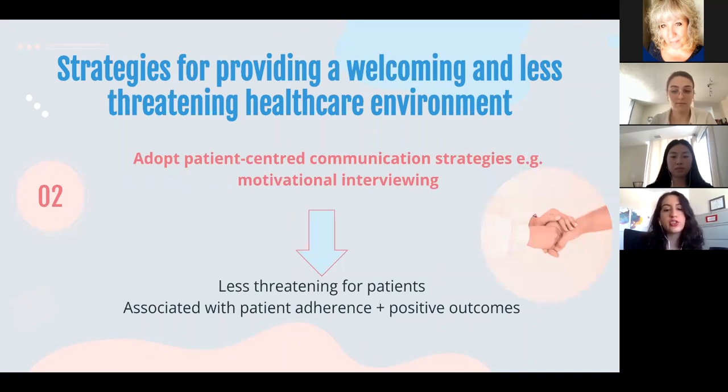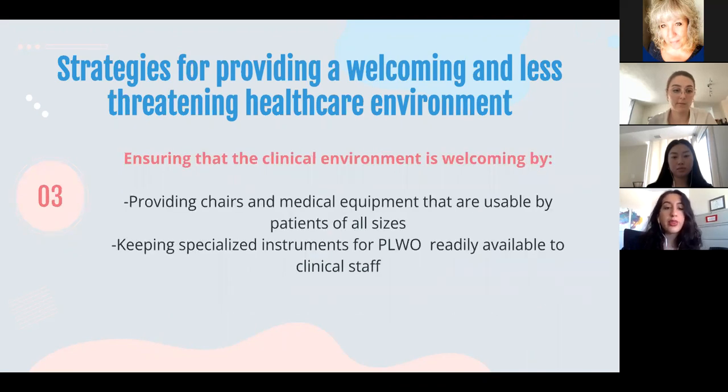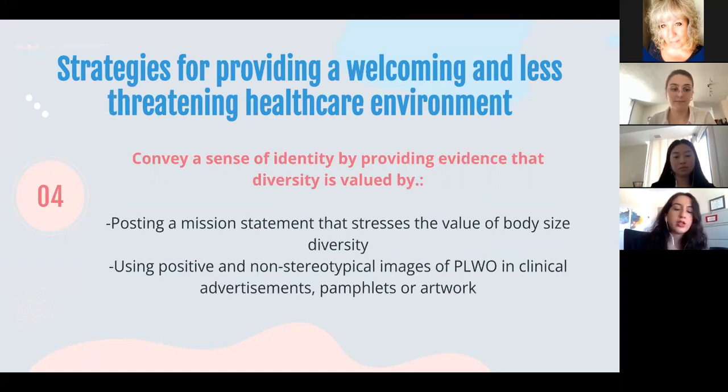The second strategy is to adopt patient-centered communication strategies, for example, motivational interviewing, which may be less threatening for patients and are associated with patient adherence and positive outcomes. The third strategy is to ensure that the clinical environment is welcoming by providing chairs and medical equipment that are usable by patients of all sizes, and keeping specialized instruments for people living with obesity readily available for clinical staff. The fourth strategy is to convey a sense of identity by providing evidence that diversity is valued by posting a mission statement that stresses the value of body size diversity, and using positive and non-stereotypical images of people living with obesity in clinical advertisements, pamphlets, or artwork.